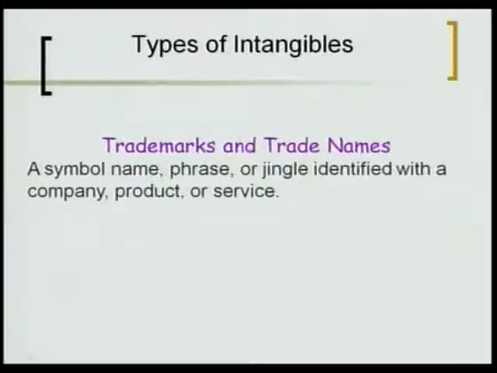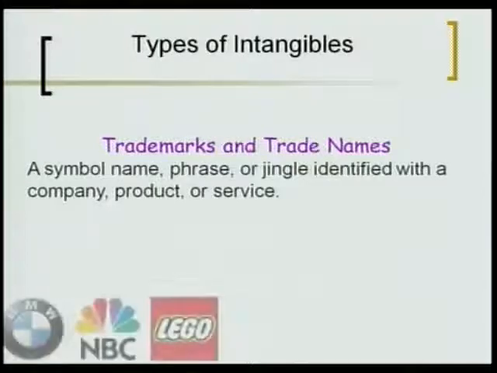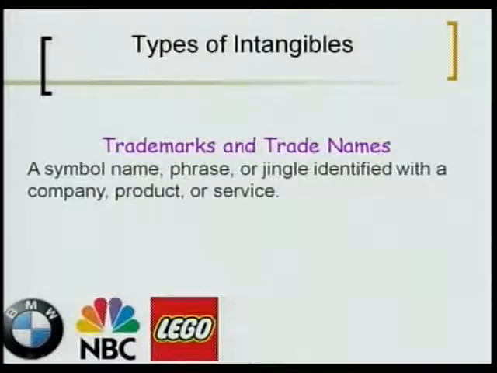There's also trademarks and trade names. Okay, these are kind of always interesting. But some examples would be like, here's some trademarks for BMW, NBC, and Lego. Right? Those are trademarked. Okay? Those are intangible assets to those companies. And you can't use those. Those aren't your assets, right?